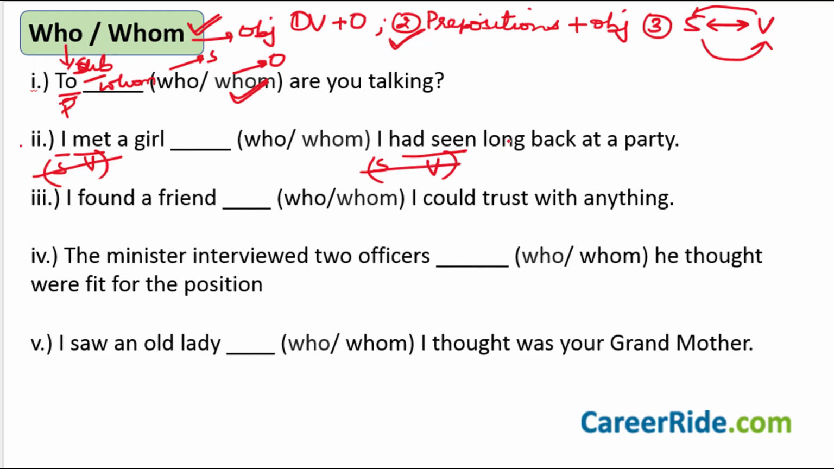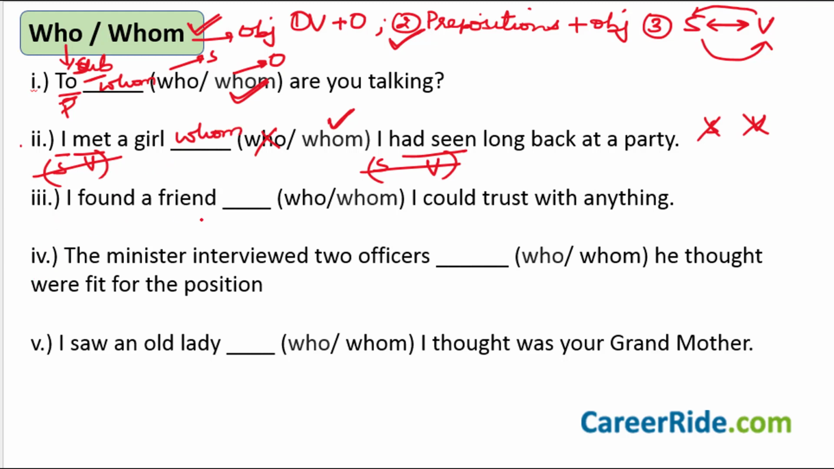Now, since there is no other verb, why do we require another subject? That is the question you should ask yourself. There is no other verb. We don't require a subject, it means. It means we require whom here. We do not require a subject. So who will not come here. It will be whom.